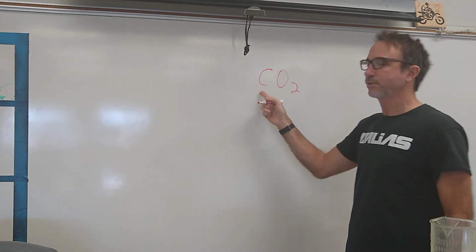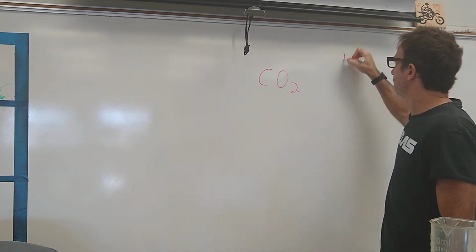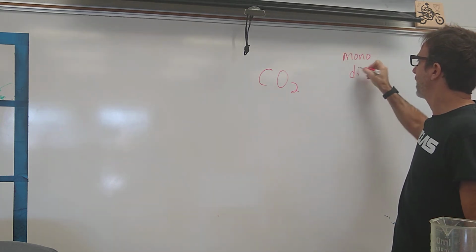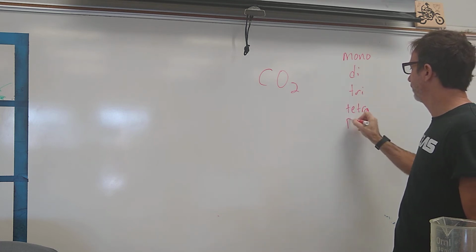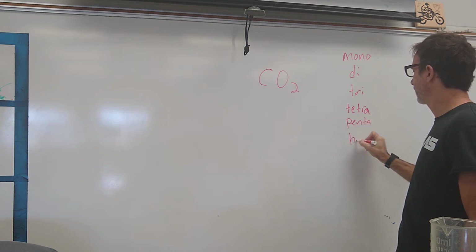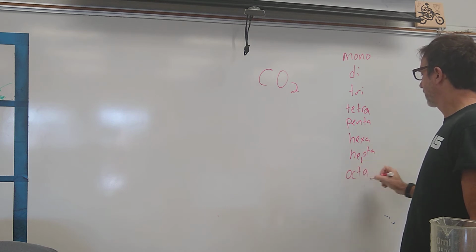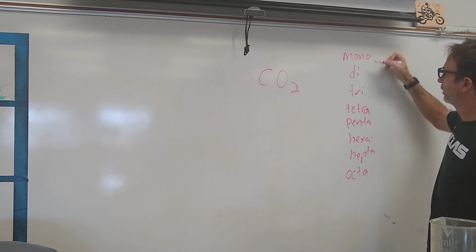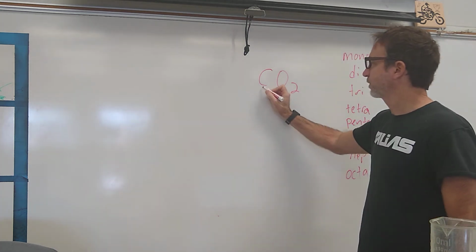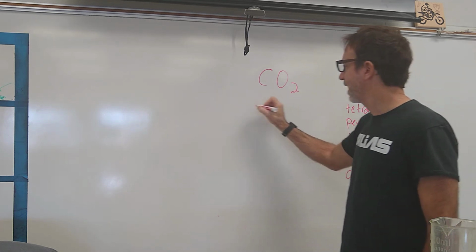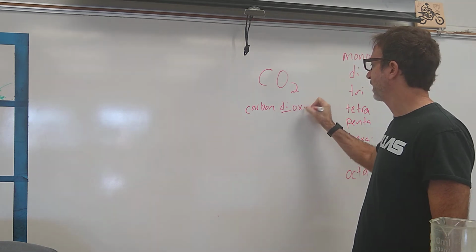You know that the name of this is carbon dioxide, right? That di is a numerical prefix. Here they are: mono, di, tri, tetra, penta, hexa, hepta, octa. And some of these might look weird for you, but mono, di, tri, tetra didn't. Okay? So the name of this is carbon dioxide. That's the name of it. Carbon di, that's the numerical prefix, oxide.